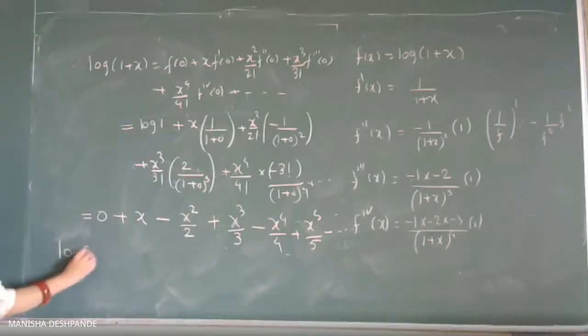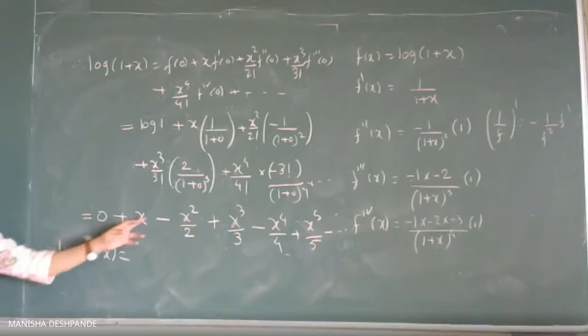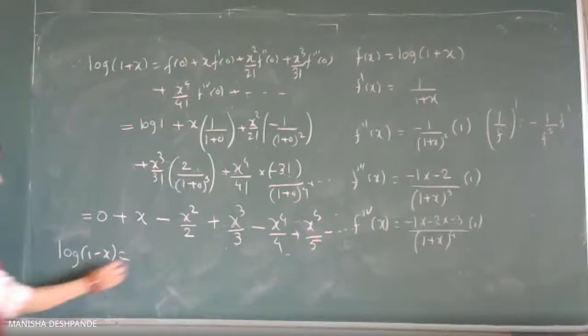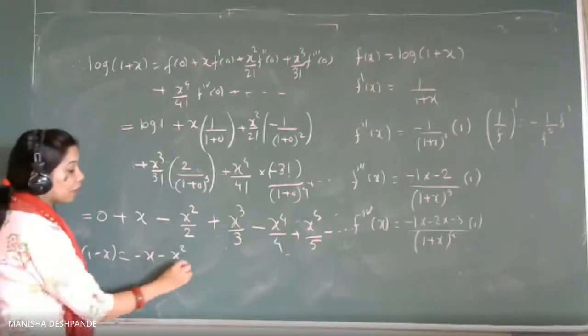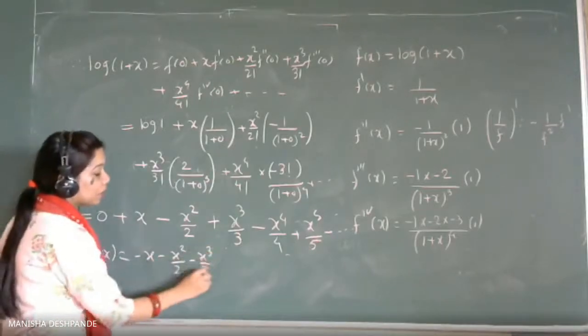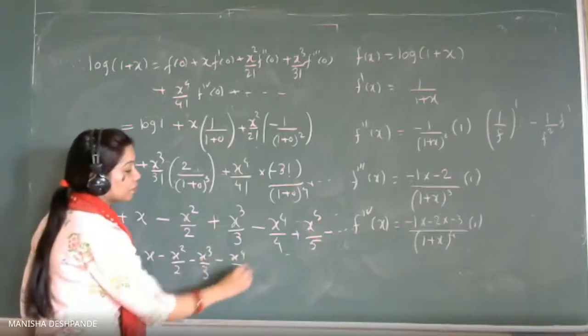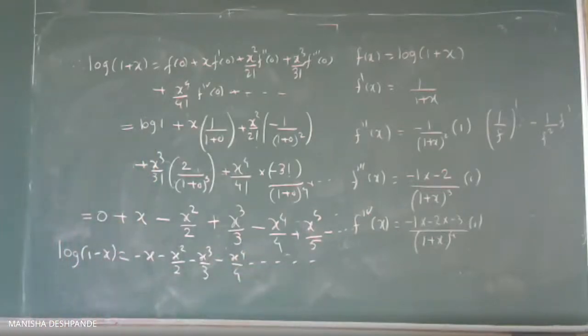Tell me what will be the answer of log of 1 minus x. Yes, you have to replace x by minus x. So odd terms will become negative. Even terms are already negative. All terms will be negative. So it is minus x square by 2 minus x cube by 3. All terms are negative. These expansions are generally used for solving the questions that we are going to do next.